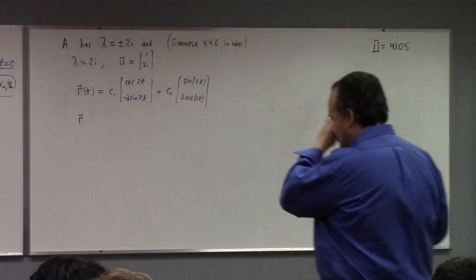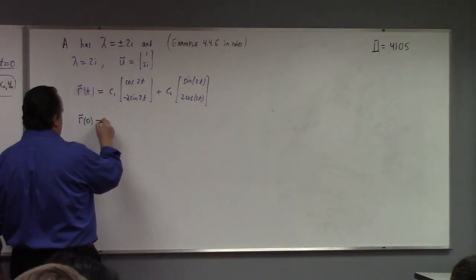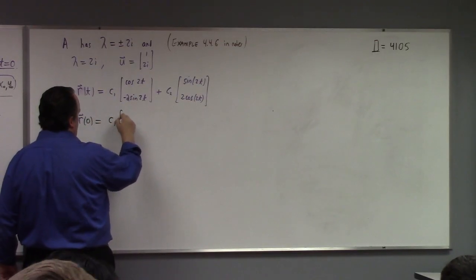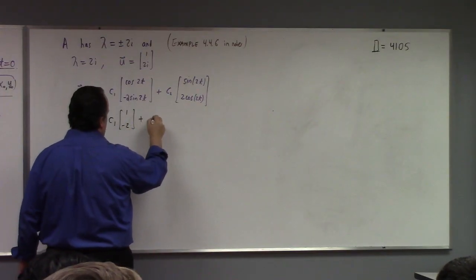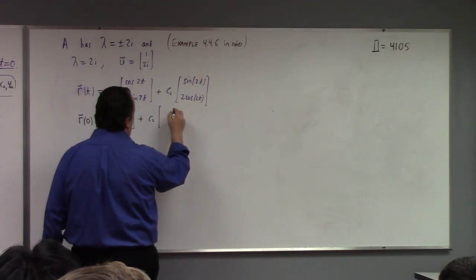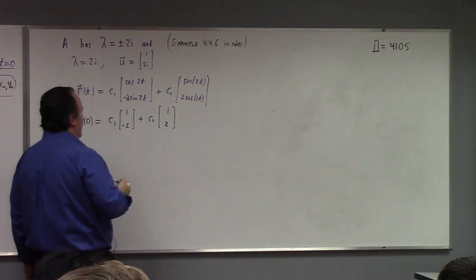So r of 0 is what? It's apparently C1 times (1, -2), plus C2 times (1, 2). Now, why is that wrong? I did it wrong on purpose, okay? Two of those are wrong.